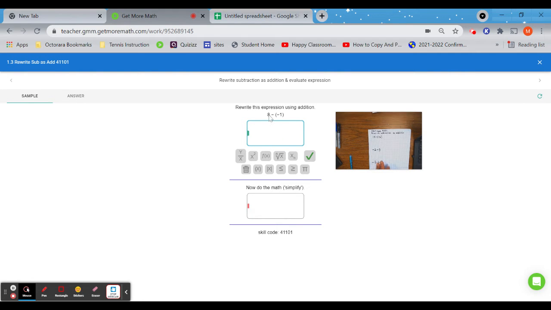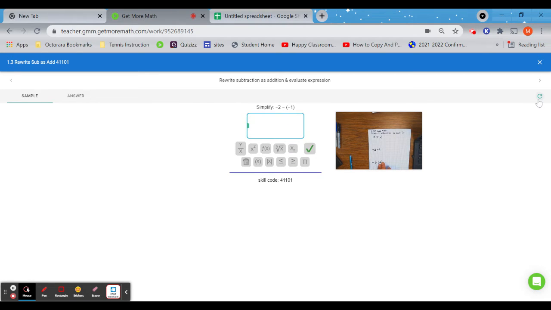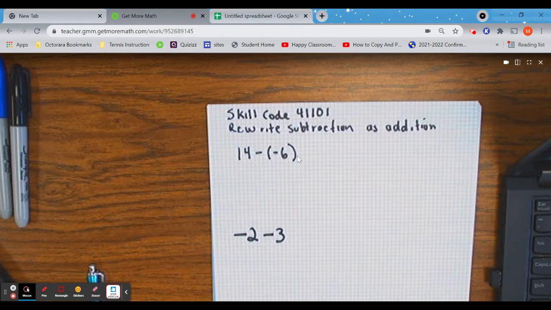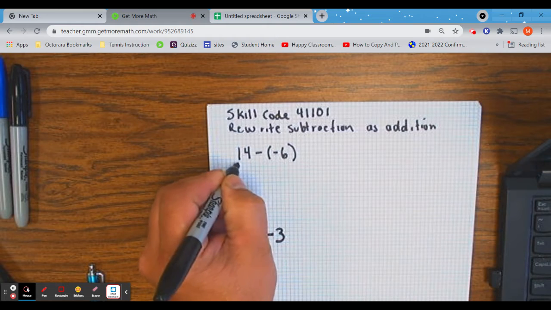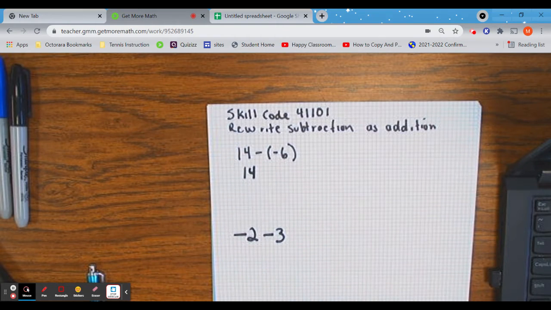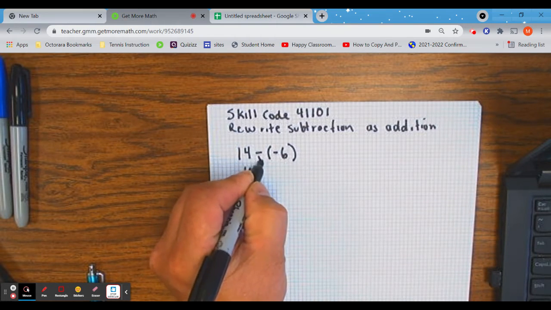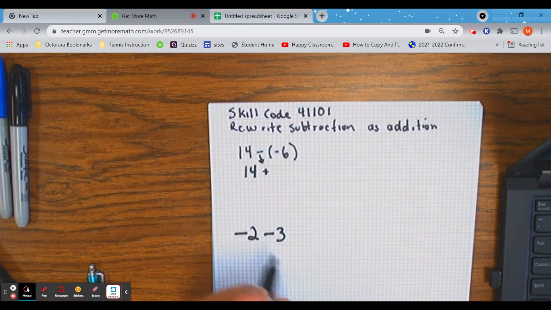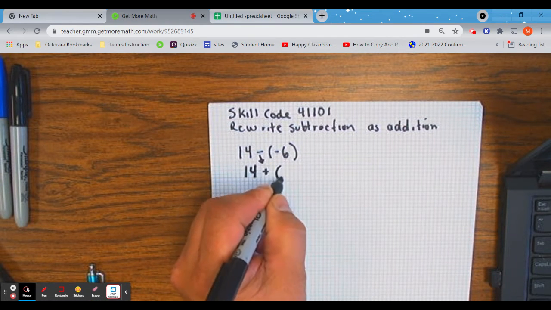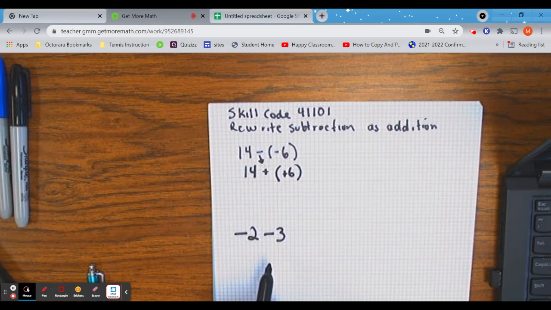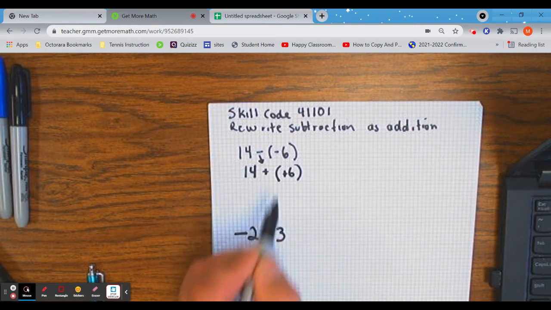Notice it says 8 minus a minus 1. So I need to rewrite that problem in this box as addition and then do the math. So that type of problem is this first kind, minus a minus. This is a positive number, so we keep that the same as 14. This subtraction becomes addition. We add the opposite of negative 6, which is positive 6. So when I rewrite it, it looks like that.